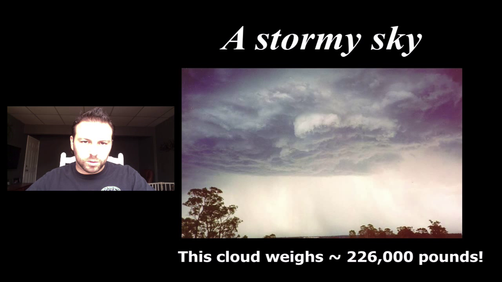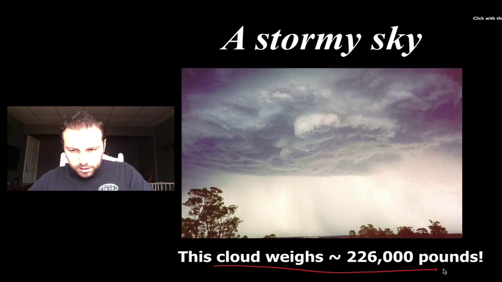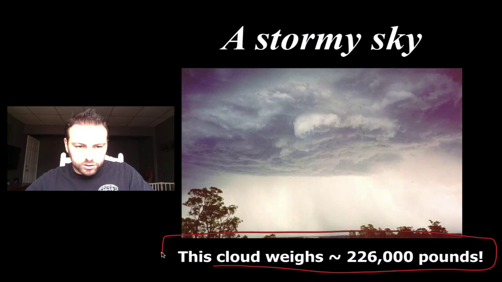This is what a typical storm cloud may look like. This just happens to be a really bad one right here. You can see how dark it is underneath. So there's a huge amount of water droplets in the air. And if we notice that this cloud weighs, they're estimating at around 226,000 pounds. It's the collection of all those water droplets in this cloud. Pretty heavy.